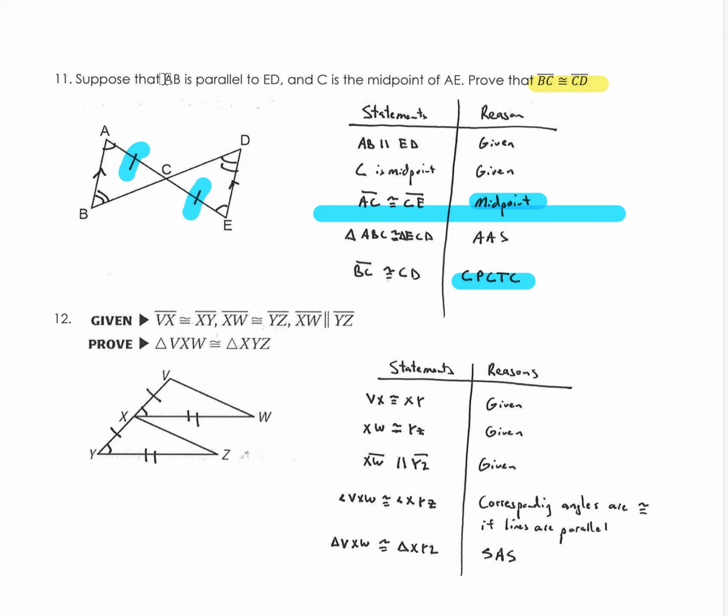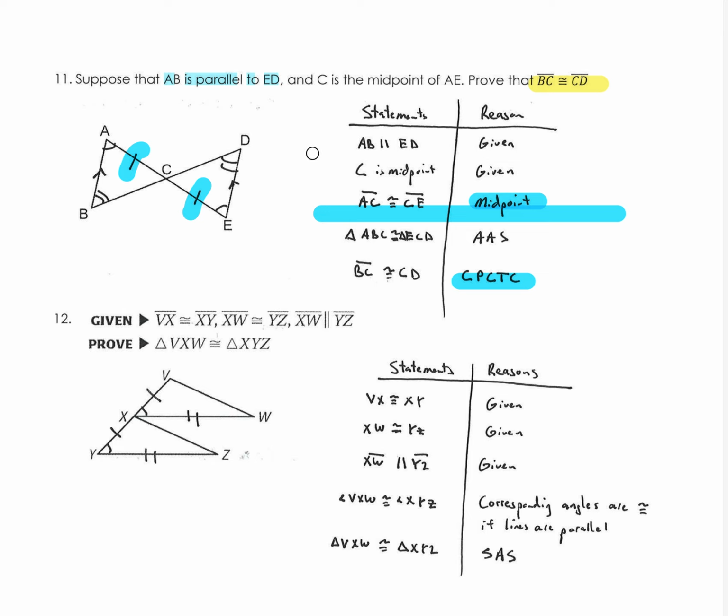Remember, that's what this parallel part means. Remember, once you get parallel lines, you know alternate interiors are congruent. So there should have been two lines in there talking about angle A and E and angle B and D being congruent. Now when I know that, then I have angle, angle, side. Now the triangles are congruent because of angle, angle, side, which now means that BC is congruent to CD because of CPCTC. Corresponding parts of congruent triangles are congruent.